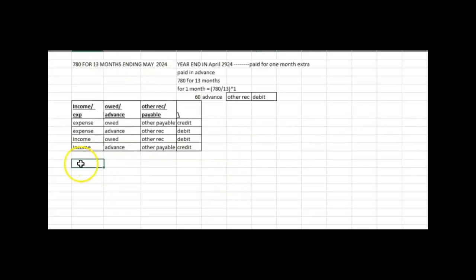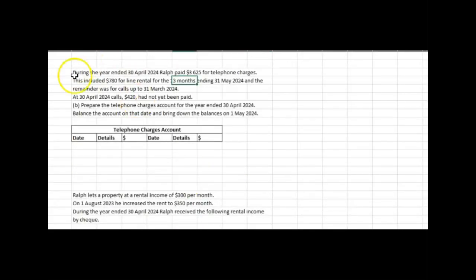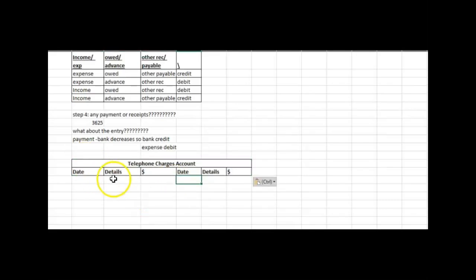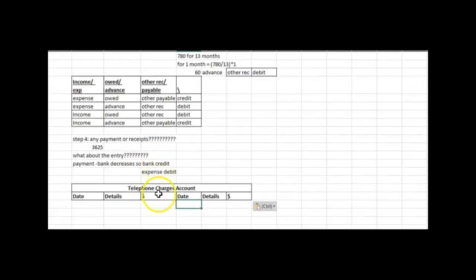Step 4. Look for any payments or receipts. The question says that during the year, Ralph pays a total of $3,625. What's the double entry for this? When you pay something, bank comes down, so it's credit. Bank as the asset comes down. Therefore, the expense account would be debit. We debit the telephone charges account by $3,625. Once we have these figures, we can move on to make the ledger accounts.